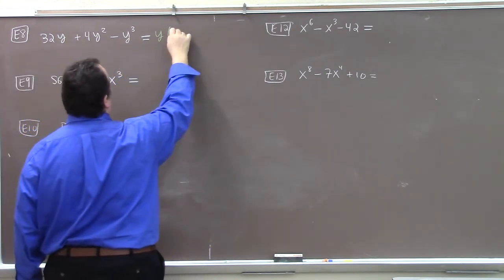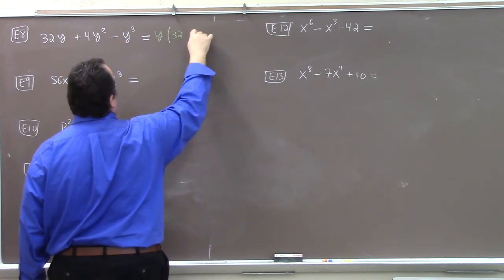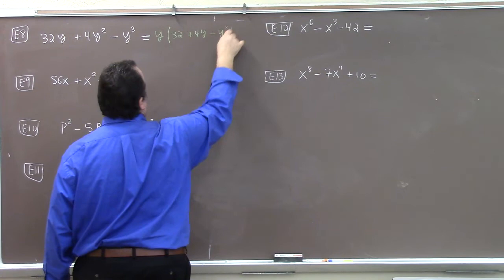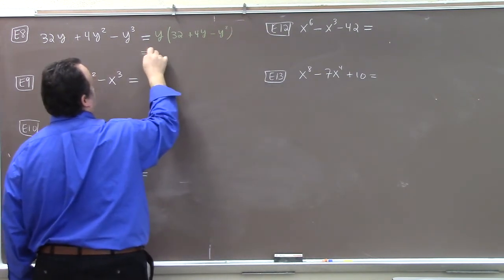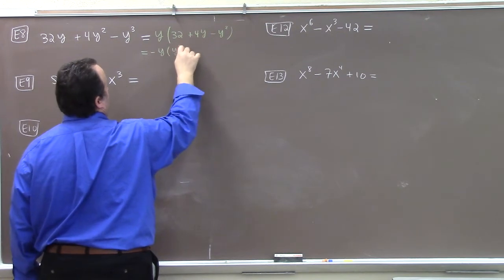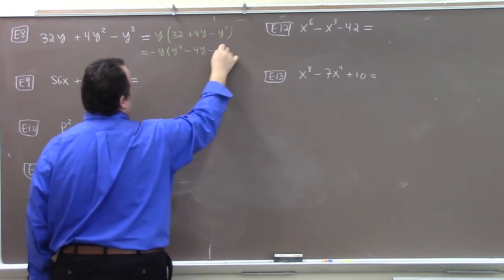That would give us 32 plus 4y minus y squared. And then I'll tell you what, I'll factor a minus out of that. So I've got minus y times y squared minus 4y minus 32. I guess maybe you have that.